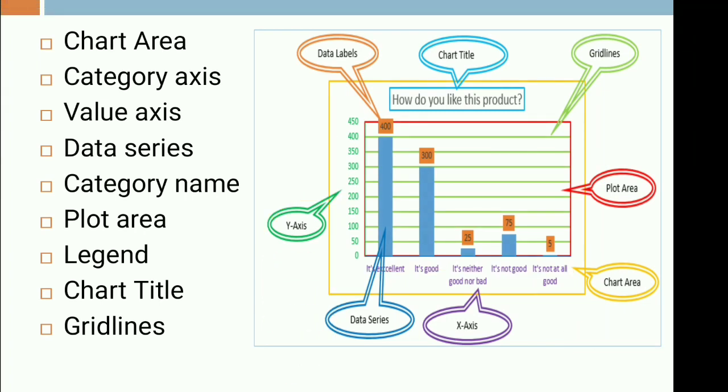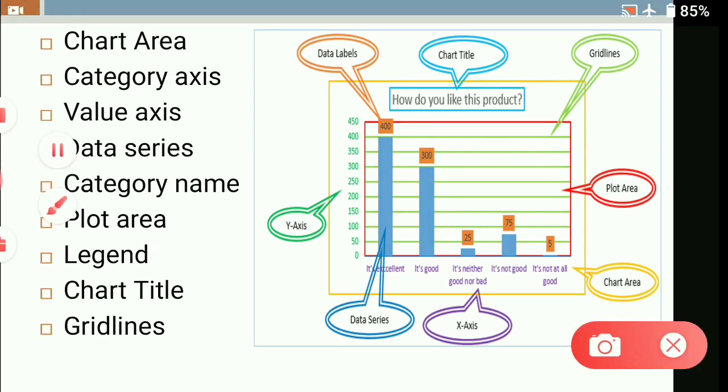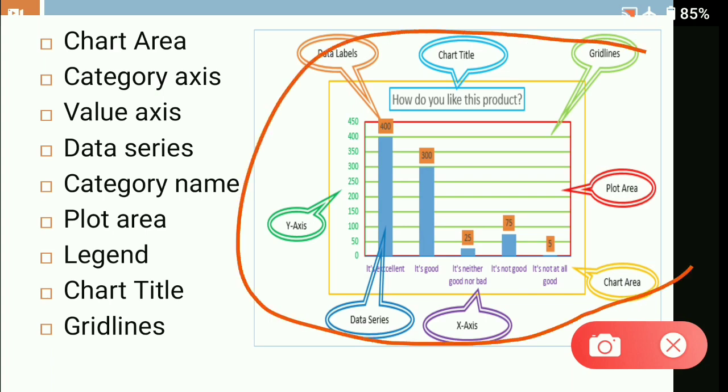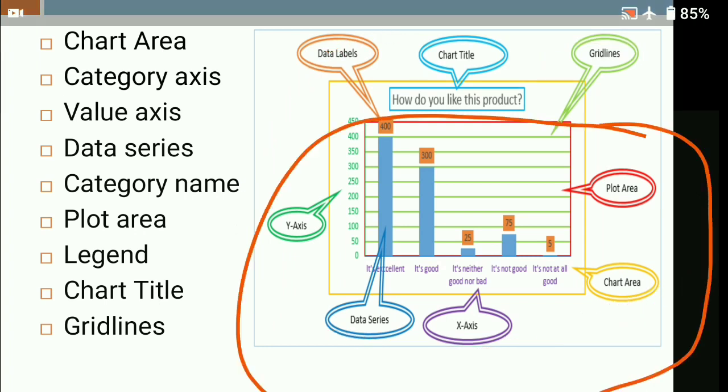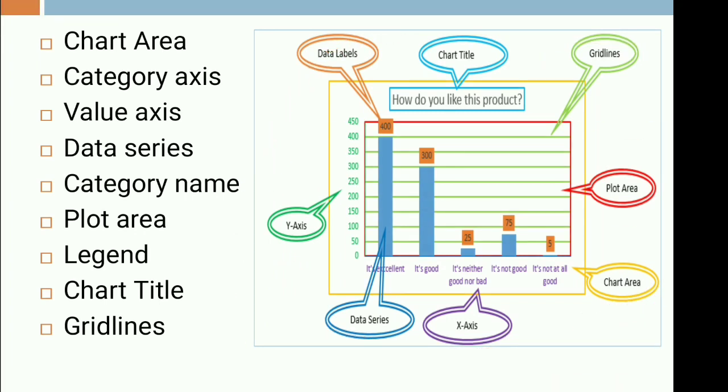Next, that is the data series. Data series are the bars, slices or other elements that show the data values. If there are multiple data series in the chart, each will have a different color or style. As you can see in the chart, there are so many colors here. Okay. Next, category names. Category names are the labels which are displayed on the x-axis or the y-axis.